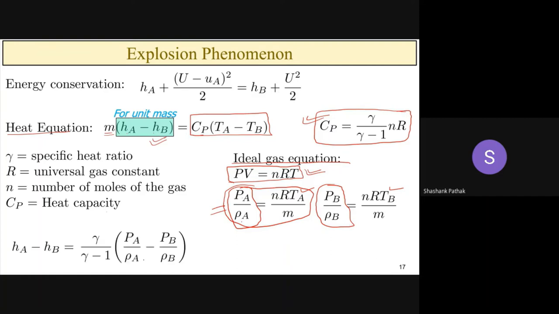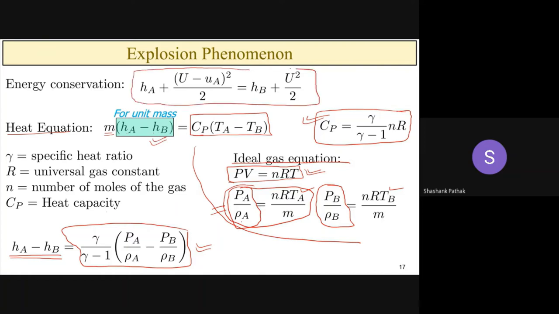Now we can write the change in enthalpy or change in internal energy using all these derivations that have been shown here. We can very easily write it like this. You can try it on your own later, but it can be written. And from the energy conservation equation that you see here, HA minus HB, we can also relate with (U minus UA) whole square by 2 minus U square by 2, right? From this equation and this equation.